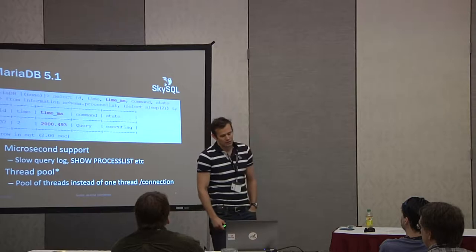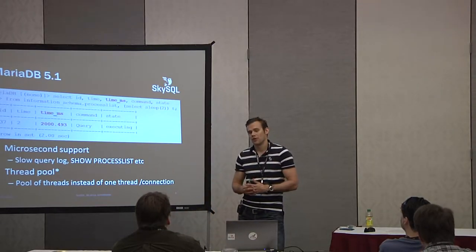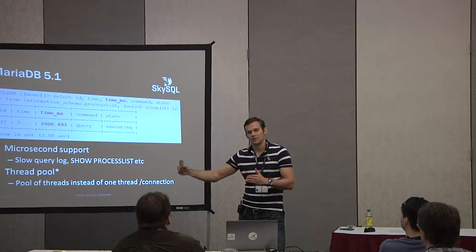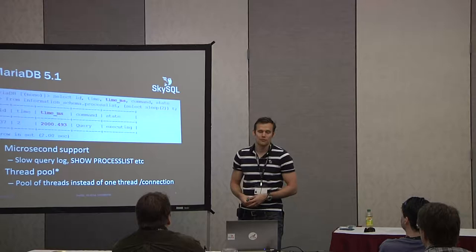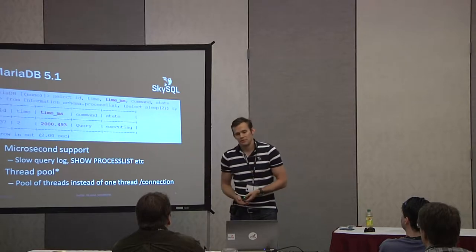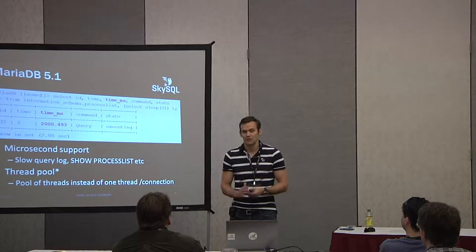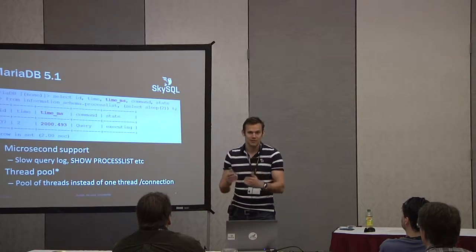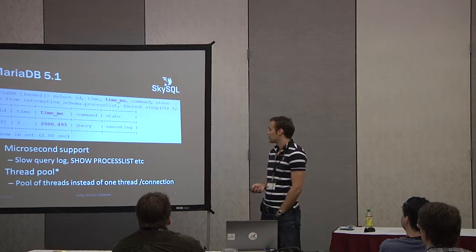For the slow query log, you could only choose how many seconds. The slow query log is where you log queries that are slower than a certain time, and the minimum was 1 second. You couldn't go below it. So for a website where you have 10,000 queries per second, it's pointless. Anything that takes longer than a second is way too slow already. You want to have better granularity than that. That's what it's really used for.